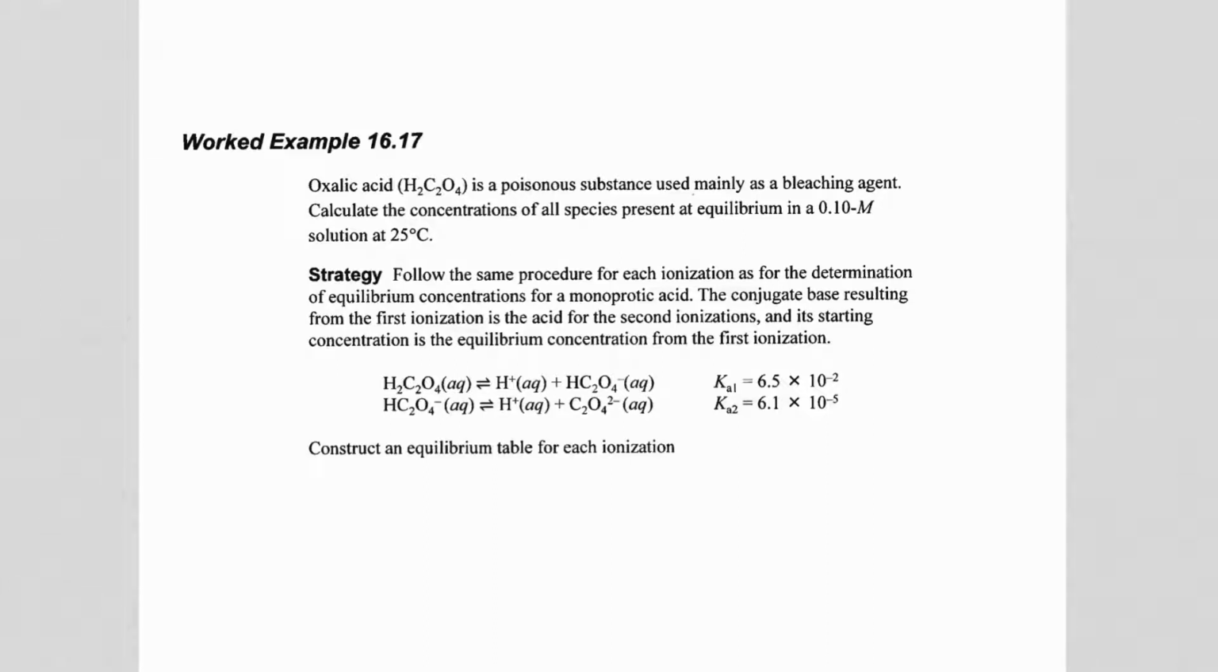Here we're still dealing with weak acids, but we're dealing with a special type of acids. We're dealing with polyprotic acids. These are classified as such because they have more than one proton that they can donate. In this example, we're dealing with oxalic acid, which has 2 protons that can donate.